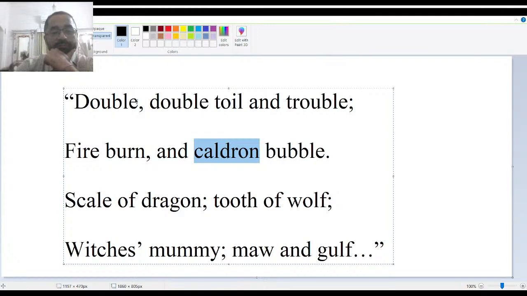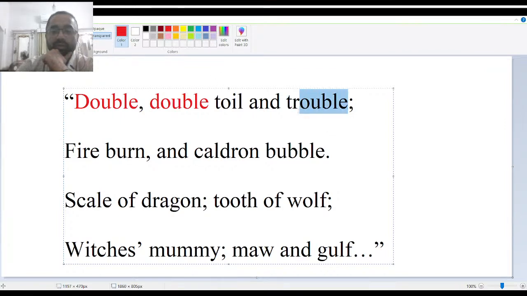So, double, double, toil and trouble, fire, burn and cauldron, bubble. So 1 2 1 2 1 2 1 2. This is a basic rhythm. It's trochaic. So we have a gut feeling that this is trochaic. We are not yet sure. In order to confirm our suspicion, we need to scan the line. We have to identify the multisyllabic words, and we have to put the stress marks in the right places.